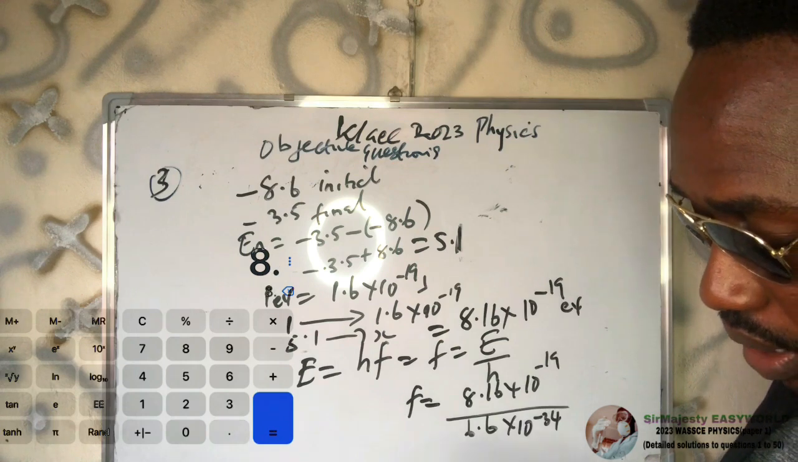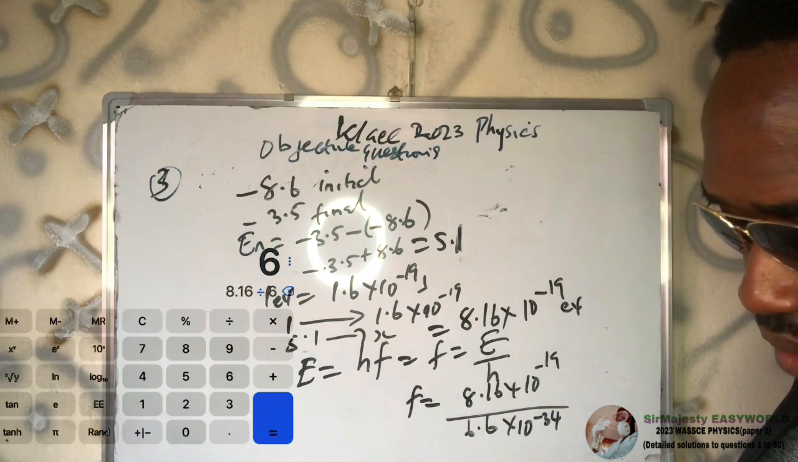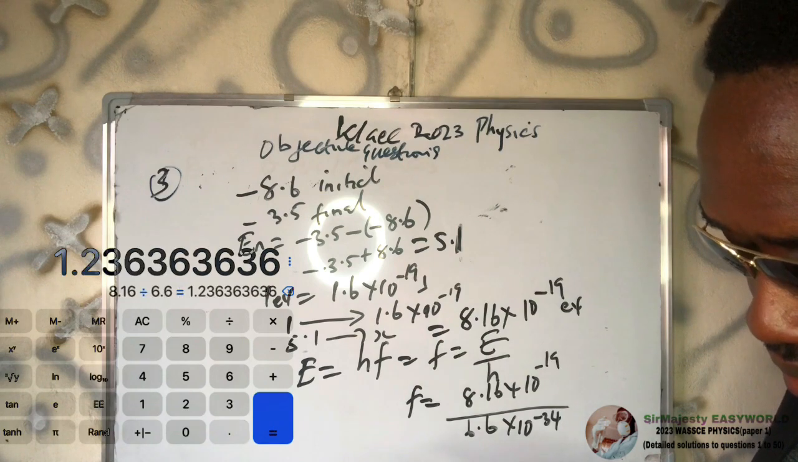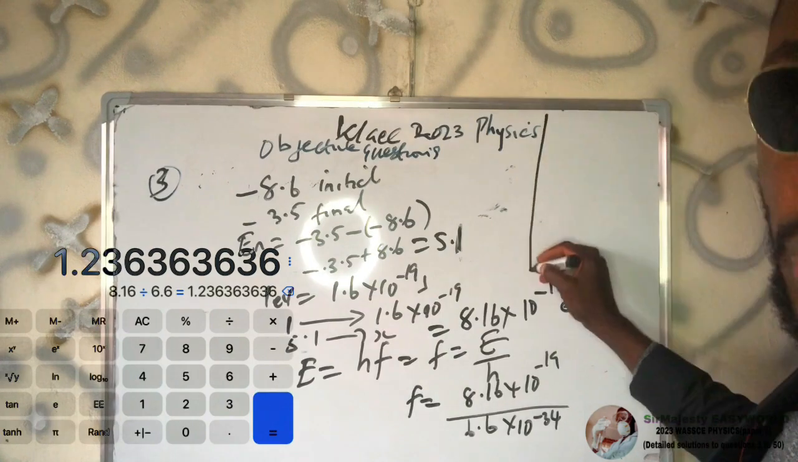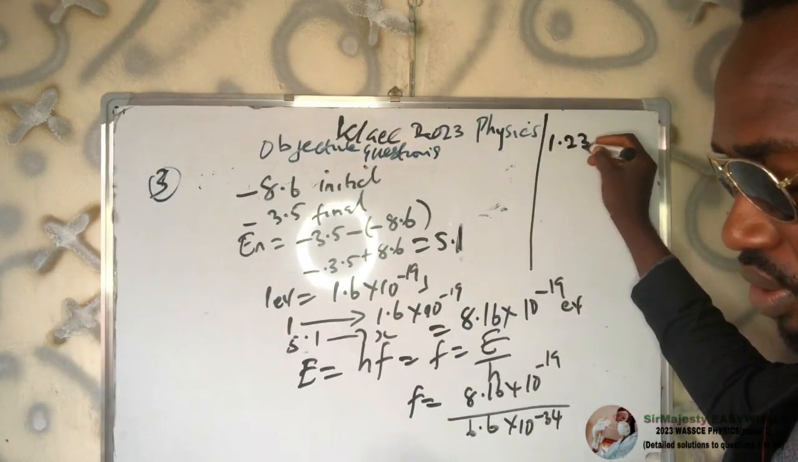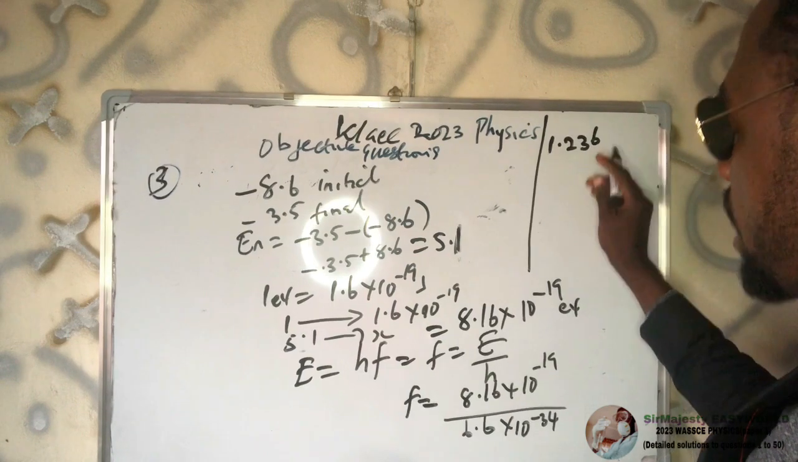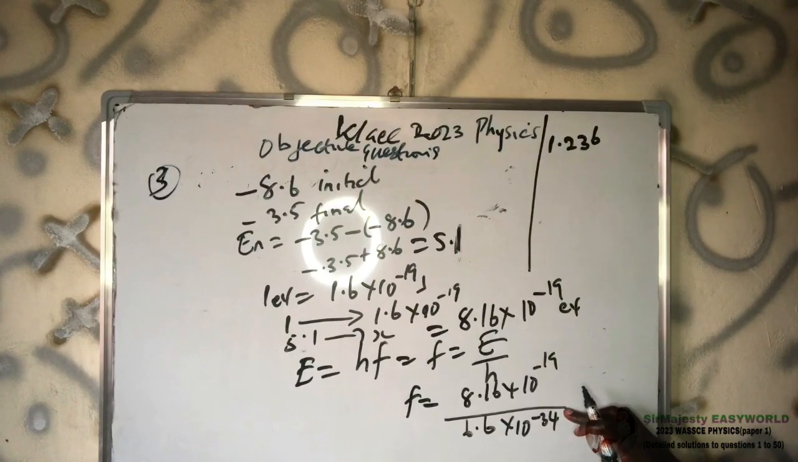8.16 divided by 6.6 will give you 1.236. So permit me to continue somewhere here. We have 1.236.